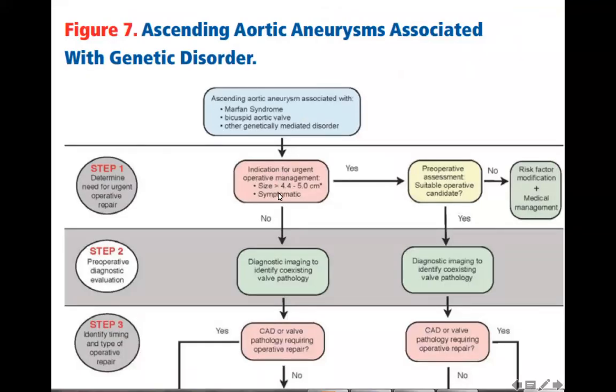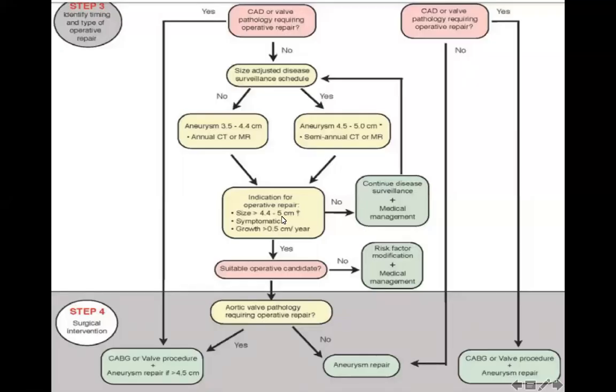If the patient didn't meet the criteria for indication of surgery, we'll do diagnostic imaging for coexisting valvular or coronary artery disease. If yes, we'll go for CABG or valve plus aneurysm repair at 4.5. If no, we will do surveillance annually by CT or MRI, and we will follow the same approach.